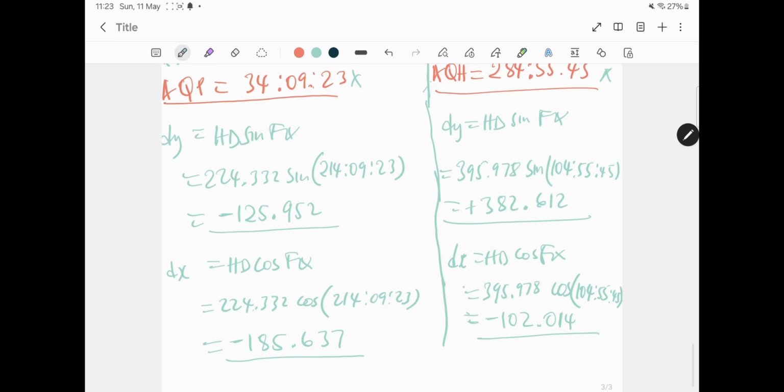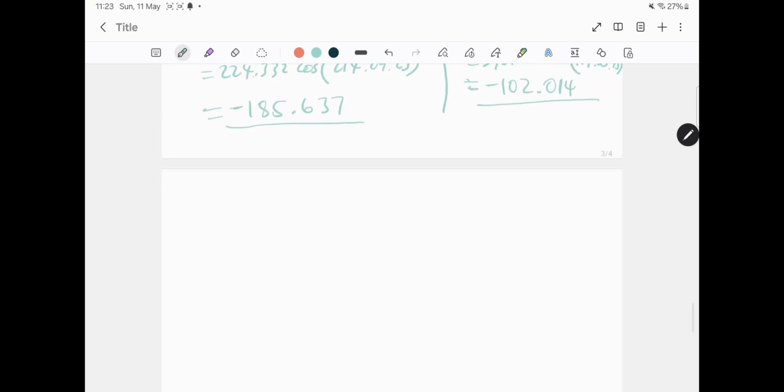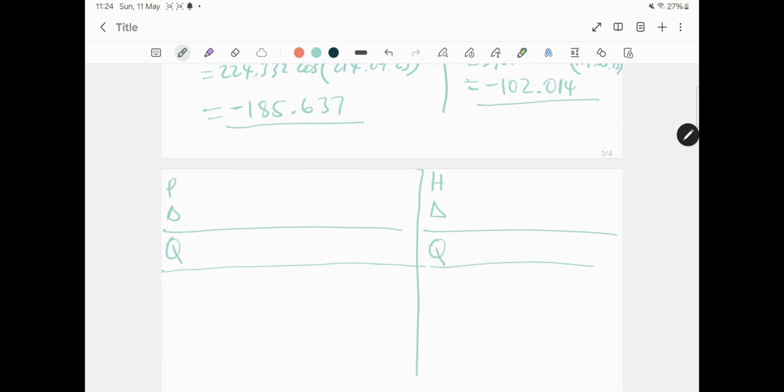So now let's go and find our coordinates. Remember, this side we're moving from point P. From P we're going to have point P and then our change, which will give us our Q. This side we're going to have our H, our change, which would give us our Q. This is not a check, it's another side of the question. Don't do the opposite. We do the normal way, so it's going to be plus and plus, not plus and minus.